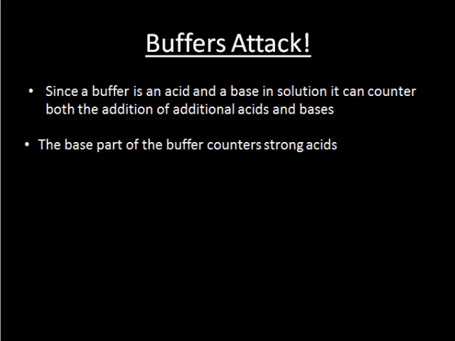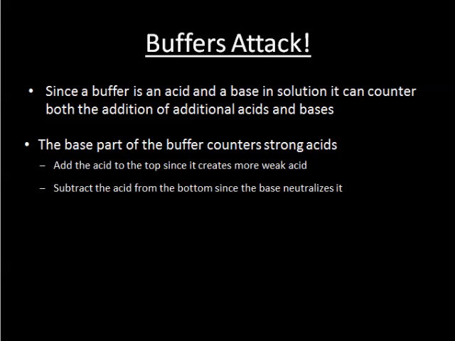The base part of the buffer counters strong acids. And you add the acid to the top since it creates more weak acid due to the neutralization of the weak base. More weak acid gets produced since the weak base is combining with H plus ions, turning into the weak acid. And the neutralization of the weak base is why the acid is subtracted from the bottom.